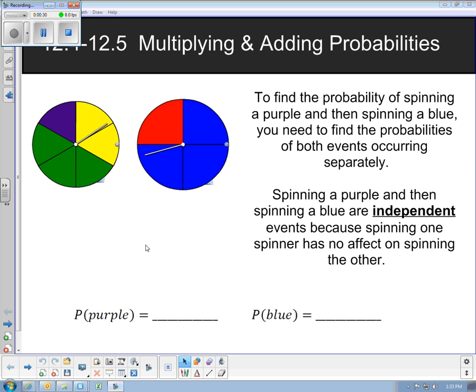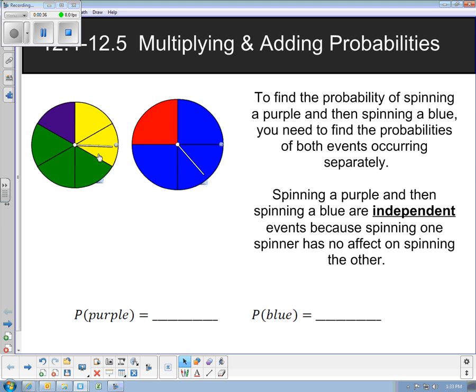It says to find the probability of spinning a purple and then spinning a blue. On the spinner, you would need to find the probabilities of both events separately. Spinning purple and spinning blue are independent because spinning one spinner has no effect on the other. This spinner has purple, yellow, and green. This spinner has blue and red, so they don't affect each other. There's not one in both categories. So these are probabilities that are considered independent of each other.